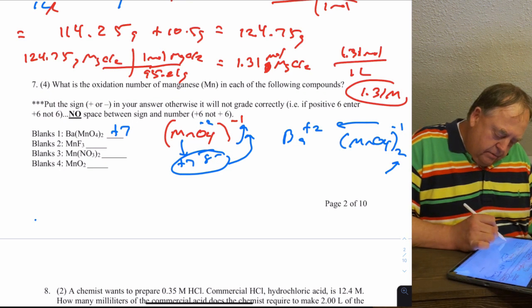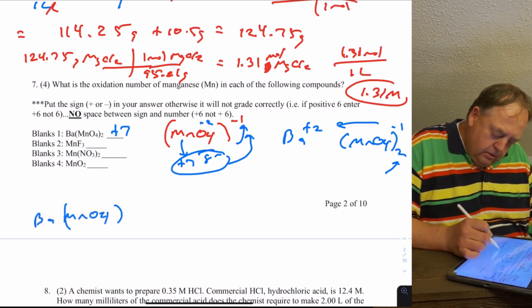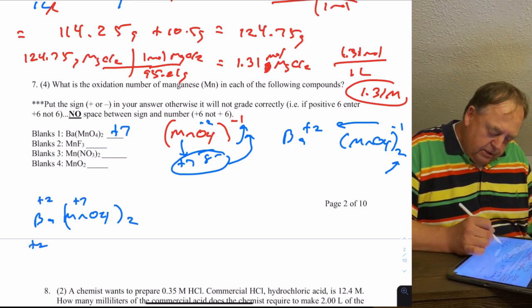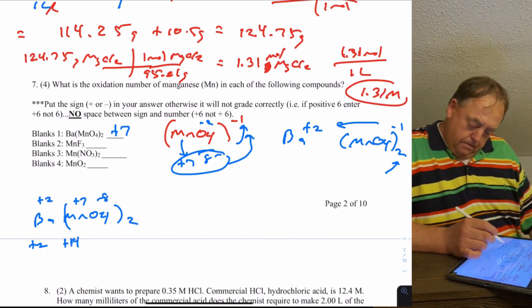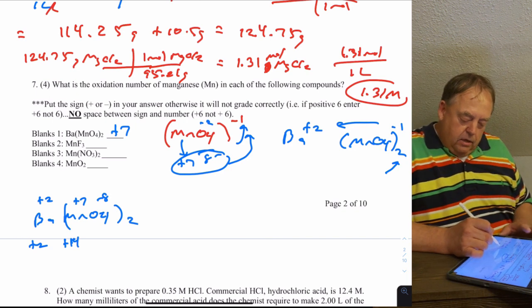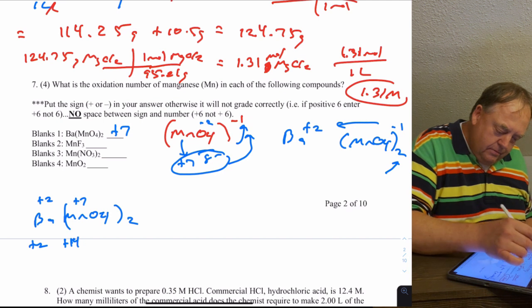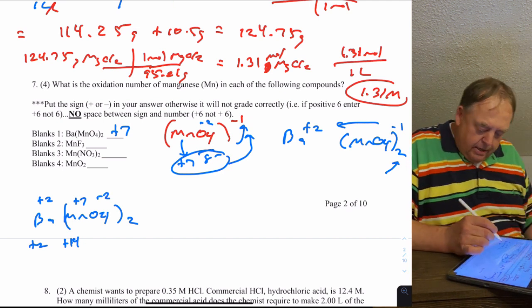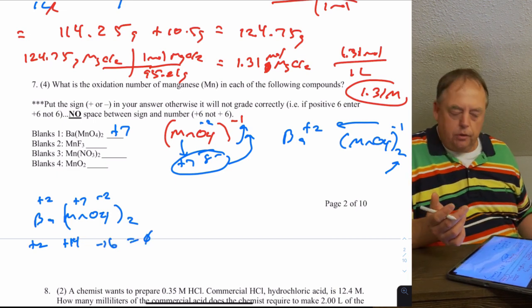Right, so in this case then barium, MnO4, 2, so that's +2, so that's 2 positives. Manganese is +7, there's 2 of them, so that's 14 positives. Each oxygen's -2, and there's 8 oxygens, so that's 16 negatives, so that gives you a sum of 0 for all of the atoms together.